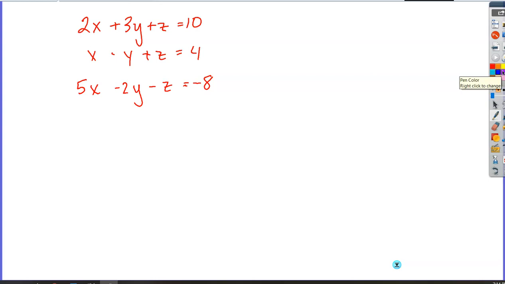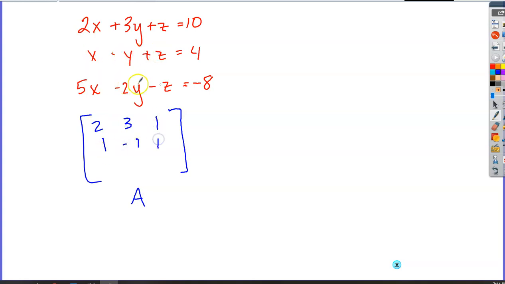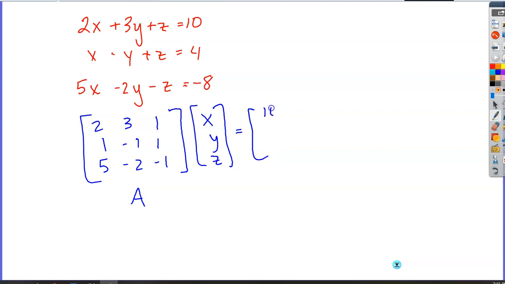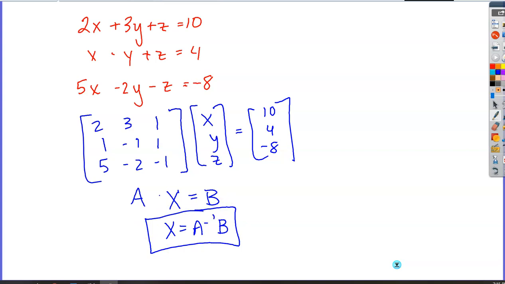And there might not be an intersection. I mean, they don't have to intersect, but I can do the same thing. So I'm going to create a coefficient matrix, which is A. The coefficients are 2, 3, 1, 1, -1, 1, and 5, -2, -1, times your variables, x, y, z. And that results in my constants. Again, here's the cool thing. Since this is A times x equals B, and we want x, we have to take the inverse on both sides. So my answer is going to be whatever the inverse of A is times B.